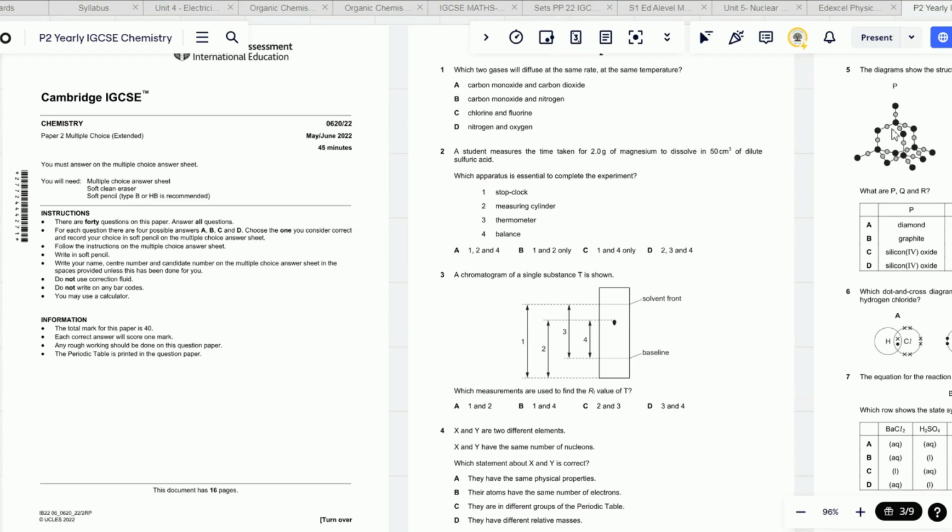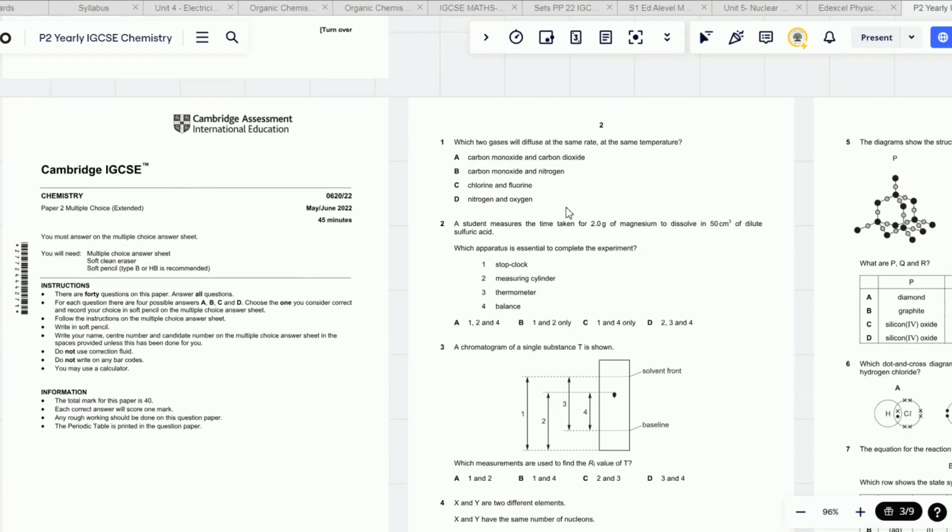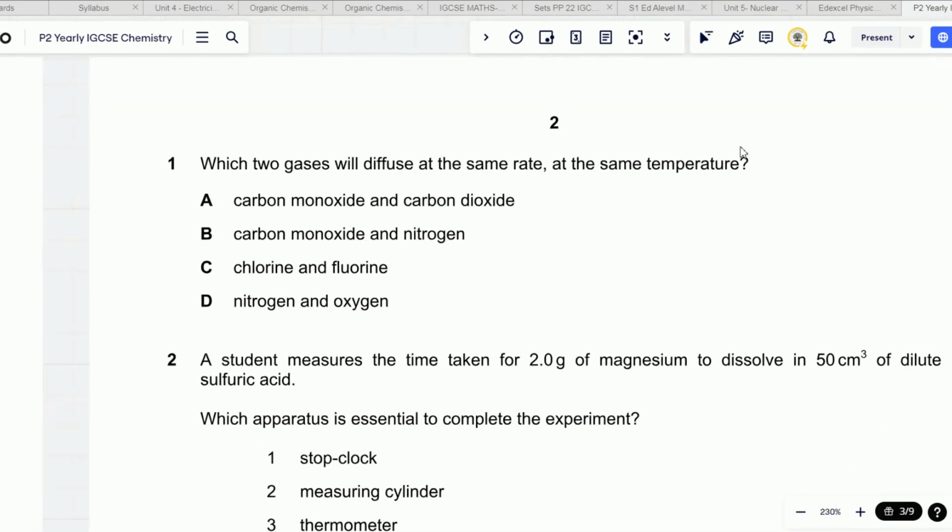All right, let's begin. So, we are solving May-June 2022 Chemistry IGCSE Paper 2. So, question number 1. Were you able to solve this one? Which two gases will diffuse at the same rate at the same temperature? What should be the correct answer for this? And why is that?